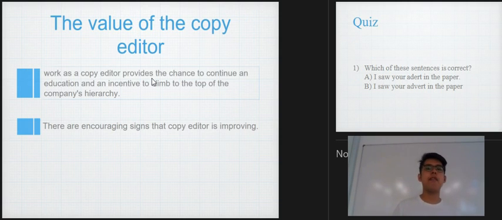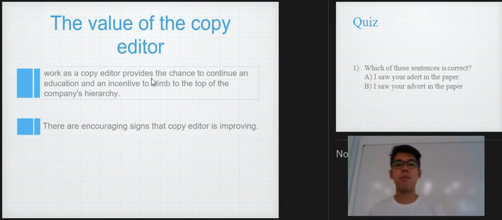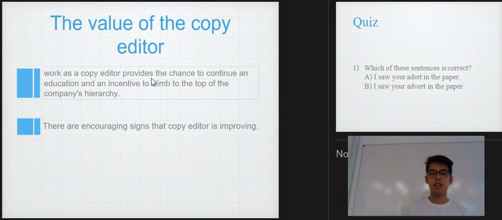And I'd like to talk about the value of copy editors, especially in the human resource market, because working as a copy editor provides the chance to continue an education and an incentive to climb to the top of the company's hierarchy. The good news is that recent statistics show the salary of copy editors keeps increasing in recent years. So these are encouraging signs that show the copy editor profession is improving.